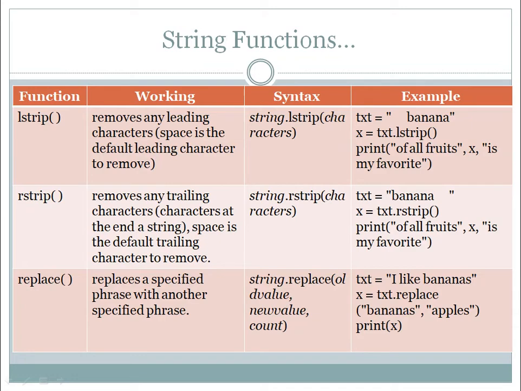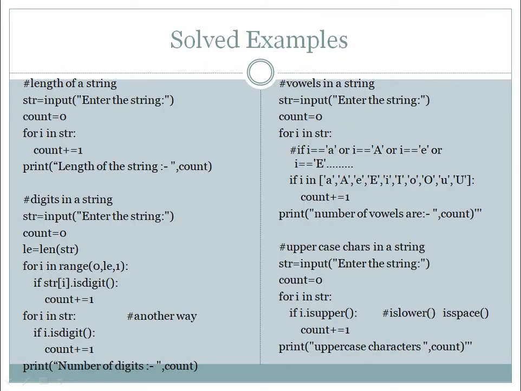Next, moving on, we have some solved examples. Here in the first example we have calculated the length of string. We got the input. Because we have to count the length of the string, the logic is to have a count variable as 0 and then we put this loop, for i in str. For each character increase the count, and after the loop completes you will get the length of the string in this variable called count. So this is the actual logic behind the length function. It is a very easy question.